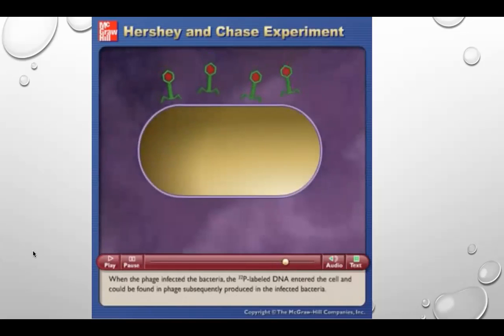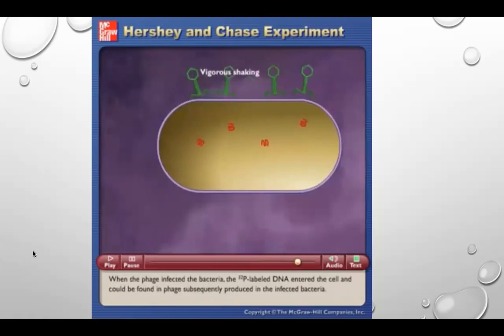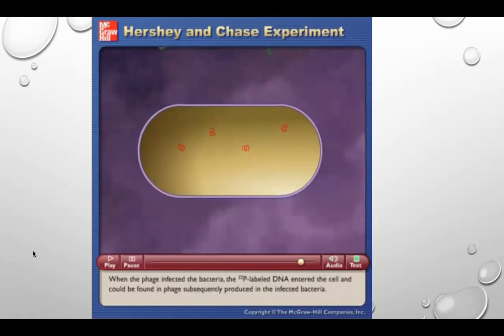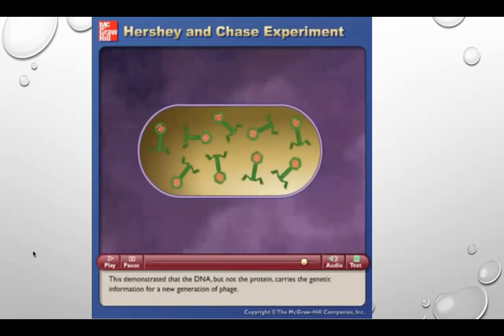When the phage infected the bacteria, the P32 labeled DNA entered the cell and could be found in phage subsequently produced in the infected bacteria. This demonstrated that the DNA, but not the protein, carries the genetic information for a new generation of phage.